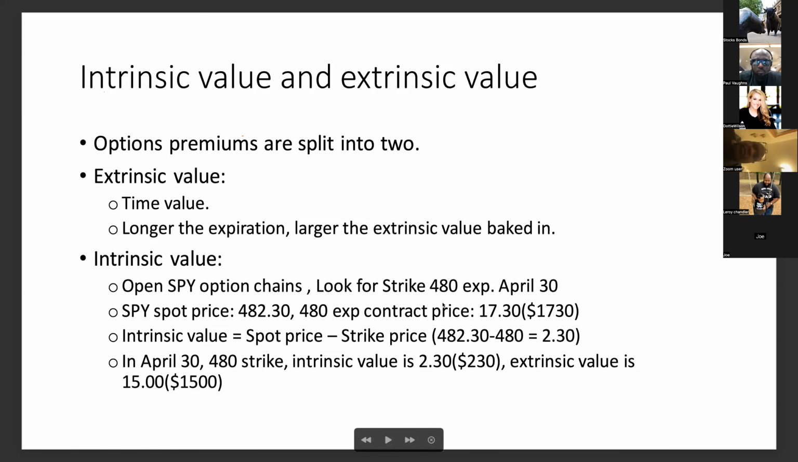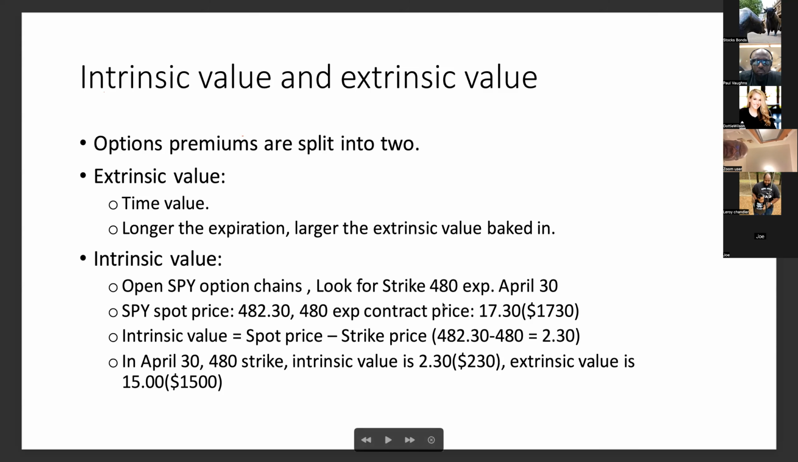If you buy a 480 strike price on April 30 expiration by spending $1,730, if you want to calculate the intrinsic and extrinsic value, just subtract the current price of the stock minus your strike price, and you will know to the penny how much you will lose from the theta decay, provided you held that contract into expiration.